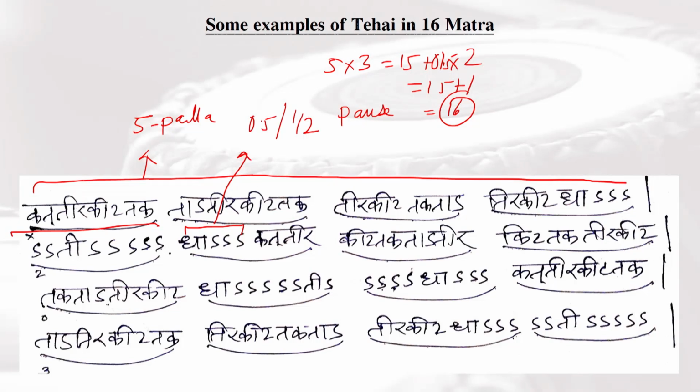Dhin, dha, dha, tin, tin, ta, ta, dhin, dhin, dha. Katirikit tak ta tirikit tak tirikit tak ta tirikit dha ti dha, katirikit tak ta tirikit tak tirikit tak ta tirikit dha ti dha. So this is how you can practice this Tehai with Hastakriya also.